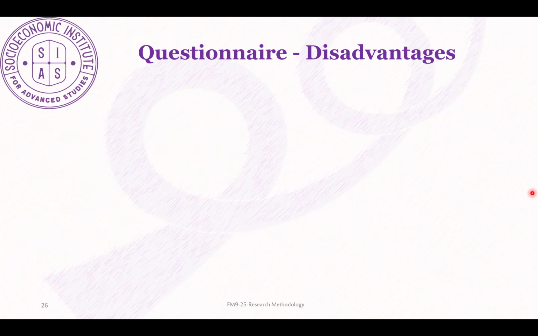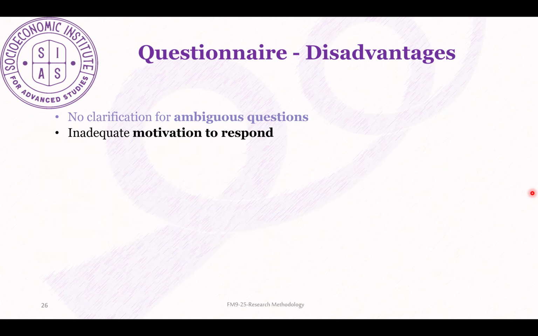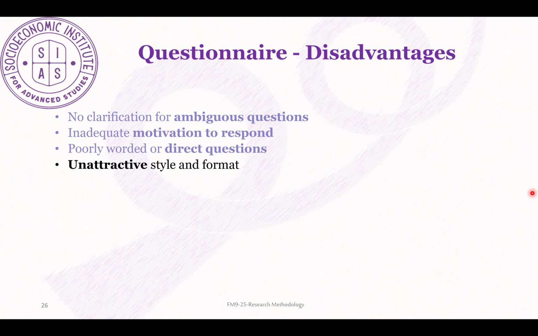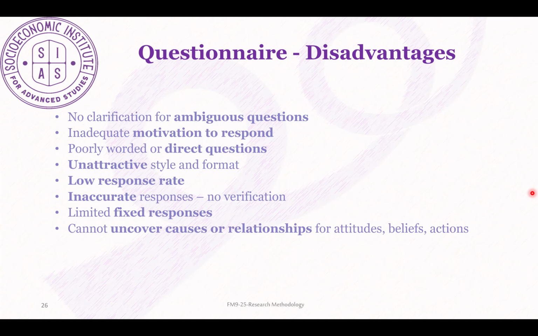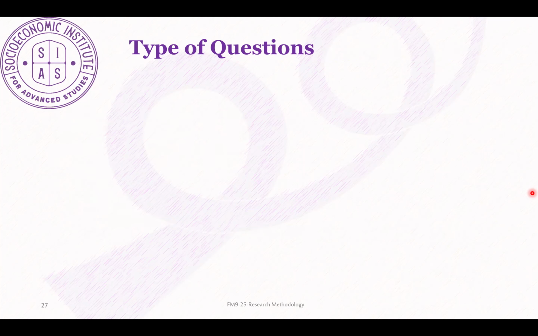The disadvantages of a questionnaire: it might have ambiguous questions, and we need the people to be motivated to respond. If it is poorly worded or has direct questions, it will create confusion. An unattractive style or format might also not encourage people to participate. A low response rate will affect the questionnaire's value or validity, and inaccurate responses will not get proper verification. Limited fixed responses are also a problem, as it cannot uncover causes or relationships due to that.